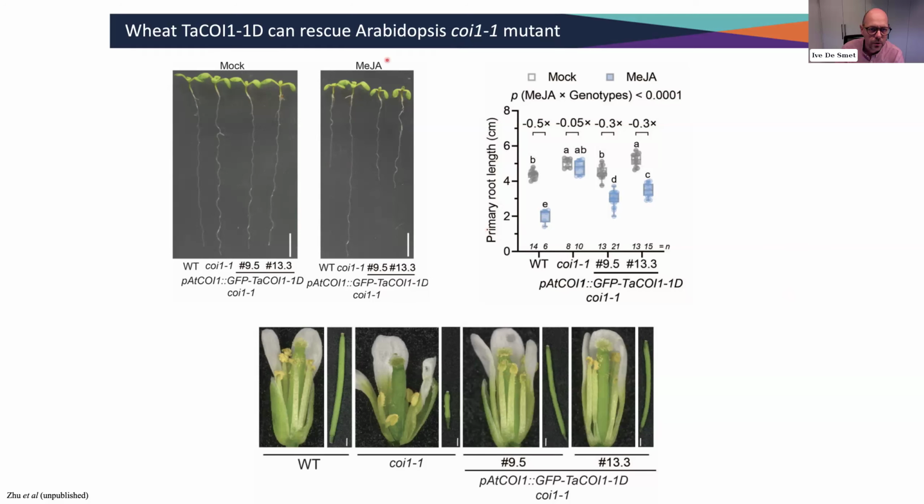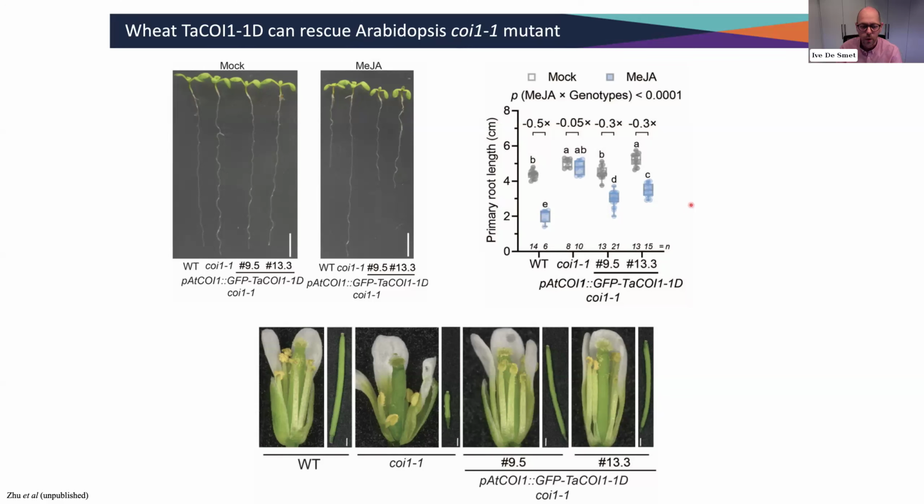One of them is using methyl jasmonate treatment, where the wild type nicely responds by a shortening of primary root growth. The receptor mutant is largely insensitive to this. Now, if we complement our Arabidopsis mutant with the wheat protein, we see that we recover the sensitivity to the jasmonate. And this is also quantified here.